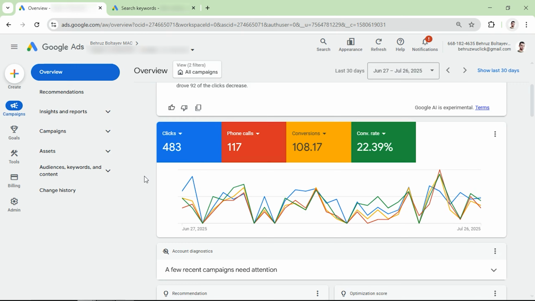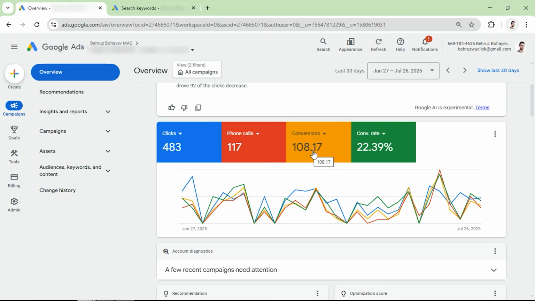So this is one of our example accounts, and I'm seeing the last 30 days of data, as you can see from here. We have got 483 clicks, 117 phone calls and 108 conversions. Why are we seeing this 0.17? Because of the data-driven attribution model. We can see some 0.17, let's say today, and we can see the remaining 0.83 in the future, or we may have seen that in the past.